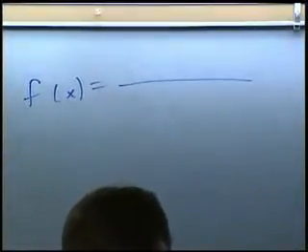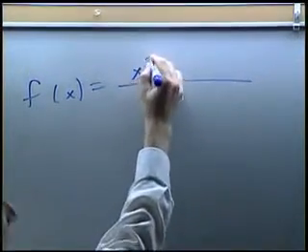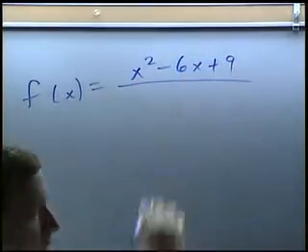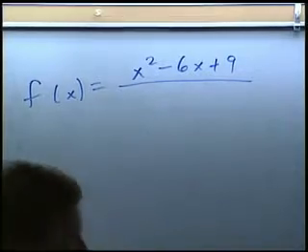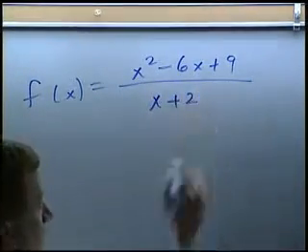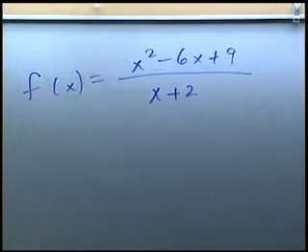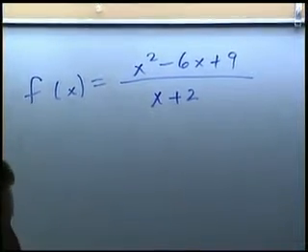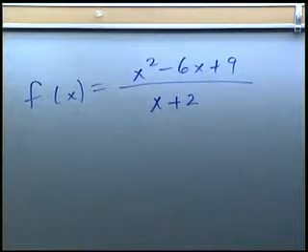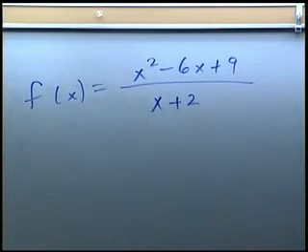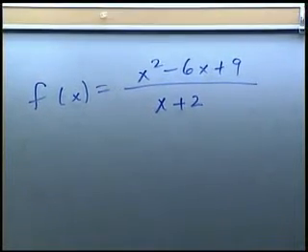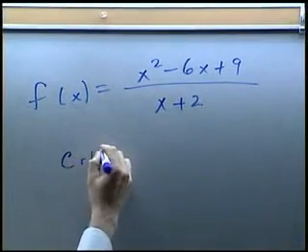The quotient where x squared minus 6x plus 9 is the numerator, and x plus 2 is the denominator. And our goal or our question is still the same as what we've done before. Where is this graph increasing? Where is it decreasing? Where are the maximums? Where are the minimums? Okay. All right, we start by looking at the graph, and we're looking for critical numbers.